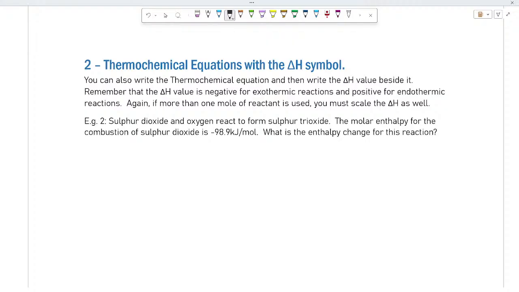Sulfur dioxide and oxygen react to form sulfur trioxide. The molar enthalpy for the combustion of sulfur dioxide is negative 98.9 kilojoules per mole. What's the enthalpy change for this reaction? Just write the whole reaction out. I shouldn't even, this is not the question I meant to ask. I should say, what is the way to write this? I got to change that in my master note.